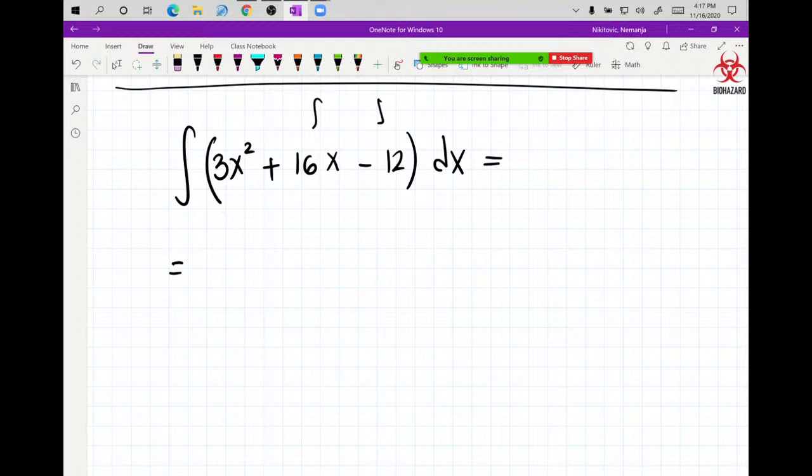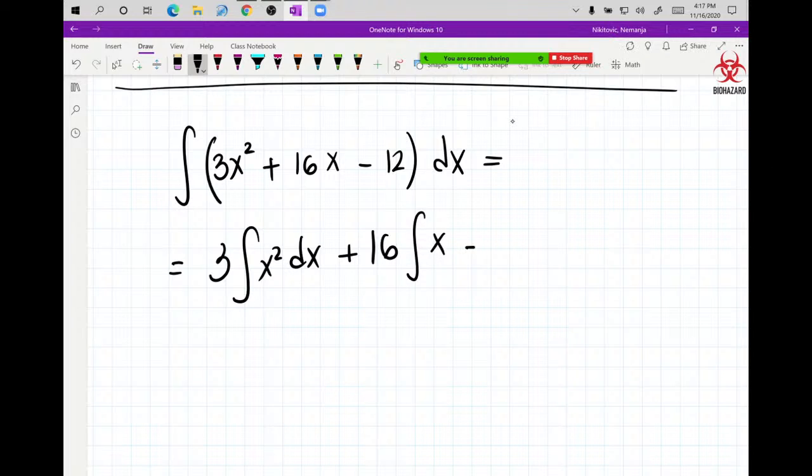So here is the step that usually no one writes. After a certain point you learn the integration. But 3 integral of x squared dx plus 16 integral of x minus 12 integral dx. Ooh, there's nothing there. It's not nothing. There's number 1 in here. It's never nothing. Because if you put nothing in the integral, you know what you get on the other end. So it's not nothing. There is a 1 in there.